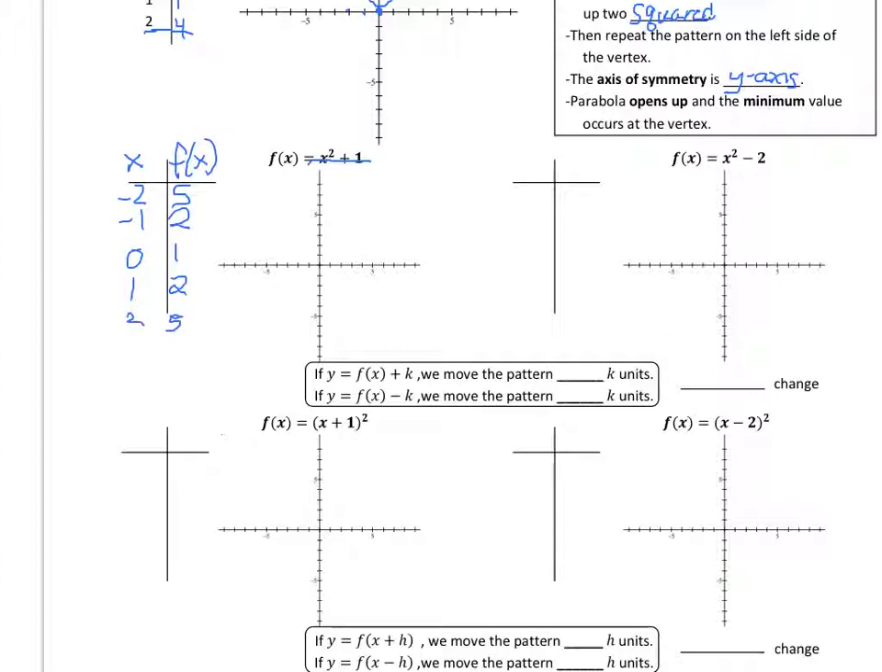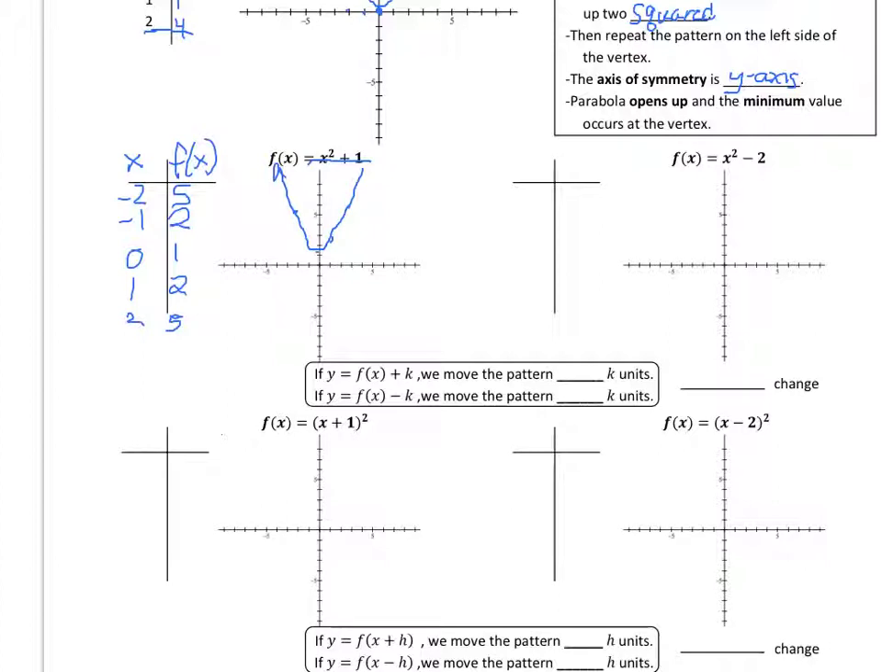So we go -2 and 5. We go -1 and 2. We go 0 and 1. We go 1 and 2. And we go 2 and 5. So what do we do with those? What did that +1 do to our parabola? It shifted it how? Up 1, right? Just shifted it up 1.